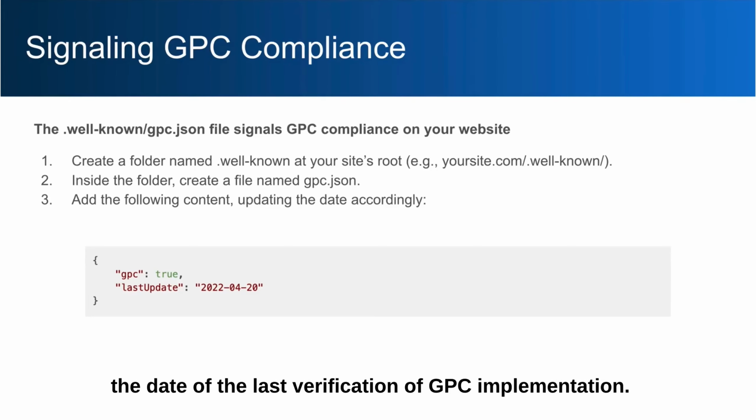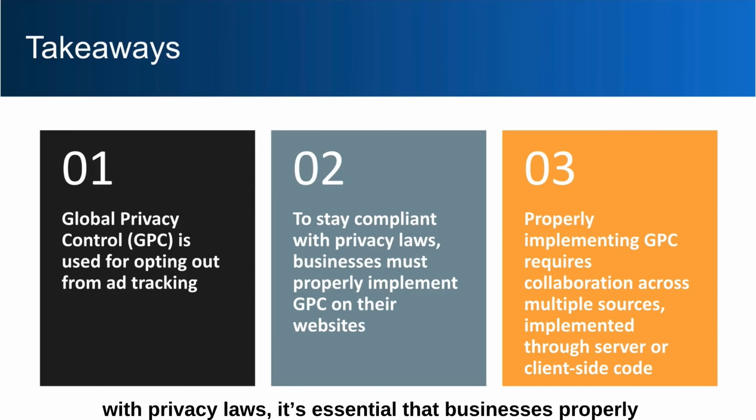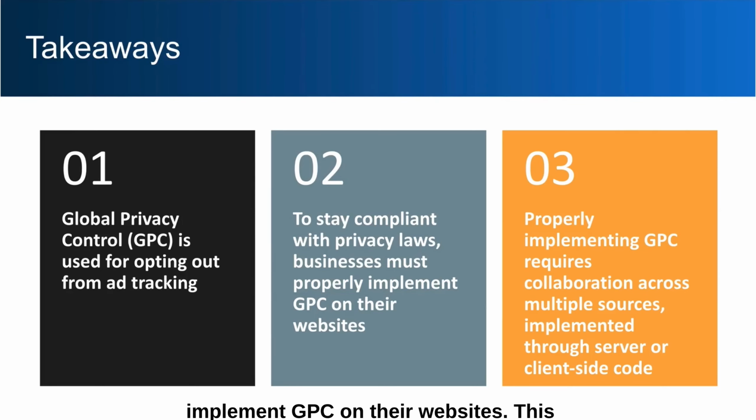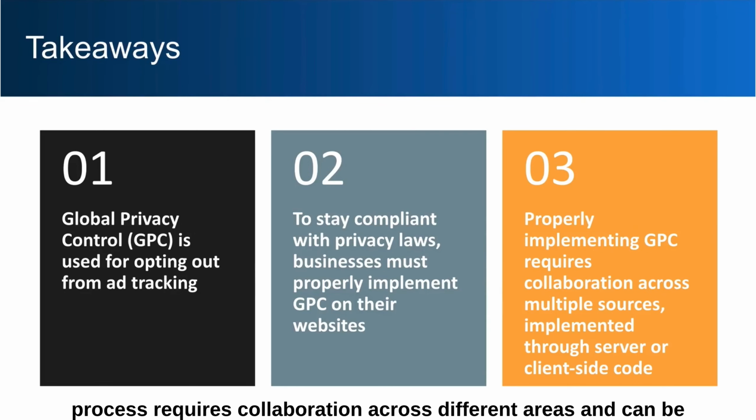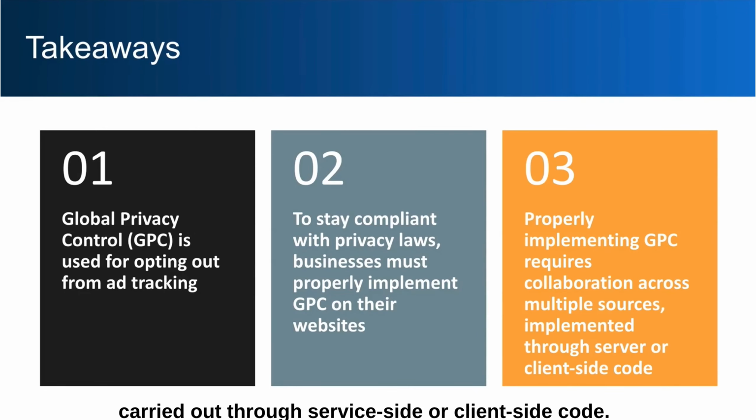Now let's recap some key takeaways. GPC is an important tool for allowing users to opt out of third-party tracking, giving them greater control over their privacy online. To stay compliant with privacy laws, it's essential that businesses properly implement GPC on their websites. This process requires collaboration across different areas and can be carried out through server-side or client-side code.